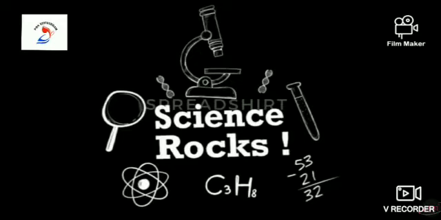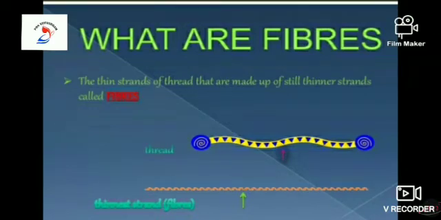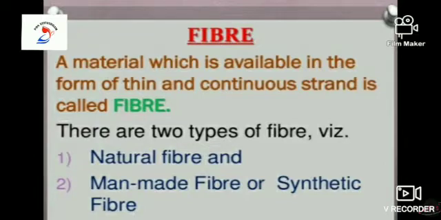So let's have the quick recap of yesterday's session. We saw about fibers, then natural fibers, synthetic fibers. What are fibers? A material which is available in the form of thin and continuous strands is called a fiber. When you combine all these fibers, you form a fabric. There are two types of fibers, natural fibers and man-made fibers. About the man-made fibers or synthetic fibers, we will be reading in class 8 in detail. Now, it's enough for us to learn about natural fibers obtained from animals.